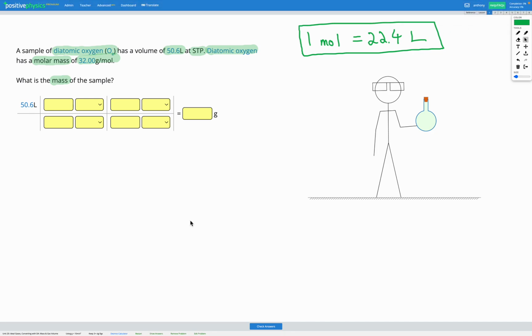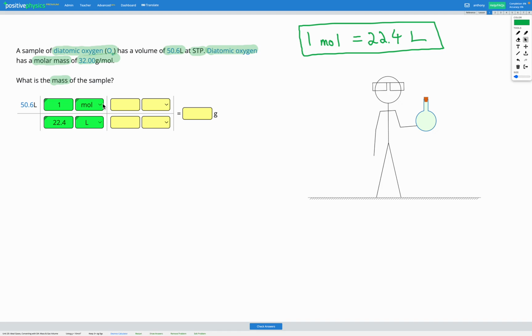So we can go ahead and fill in our conversion table here. We want to get rid of litres, so litres is going to go on the bottom so that divides and cancels out with the original litres. We're going to put moles on the top because we want to get to moles before we can get to grams. Then we need to put in our numbers so that the top and bottom of this fraction are equal. So 22.4 litres is equal to 1 mole. So that's going to be our first stage of our conversion. So we've successfully converted from litres into moles.